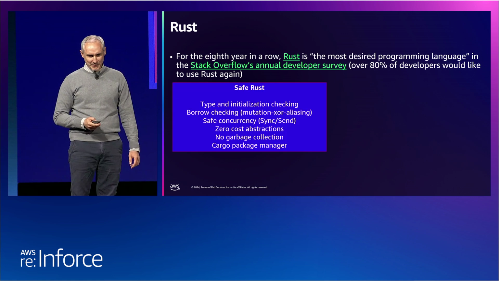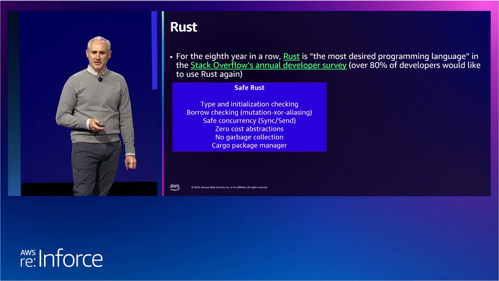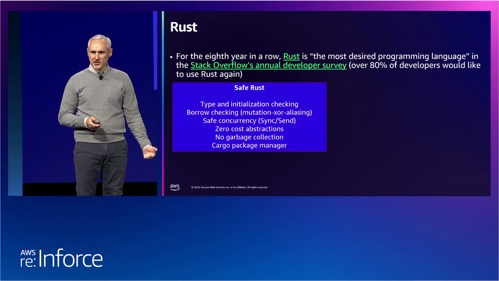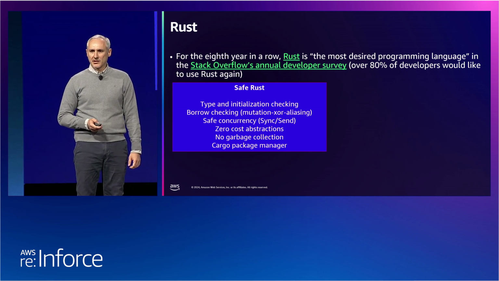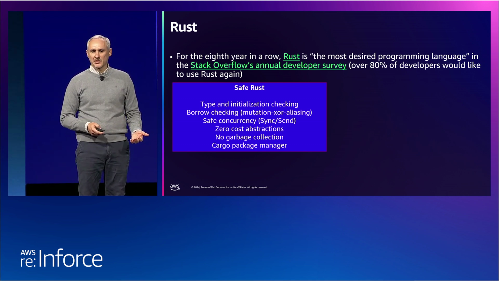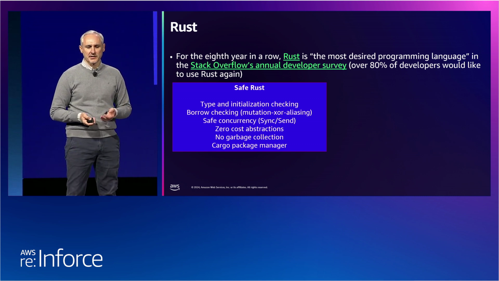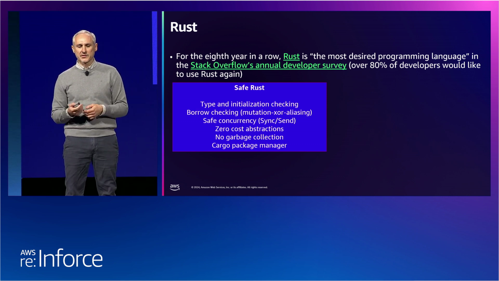I like it too. And safe Rust is a big deal. It brings you a lot of guarantees. It does type safety and initialization checking, so you never handle undefined values. The borrow checking that the type checker does ensures that you cannot have race conditions on memory locations. You cannot have concurrent updates. You can do safe concurrency because the type system tracks and distinguishes types that can be safely shared between threads or safely moved across threads.